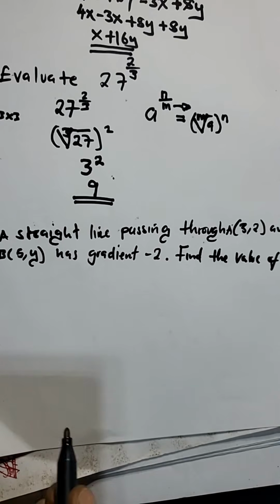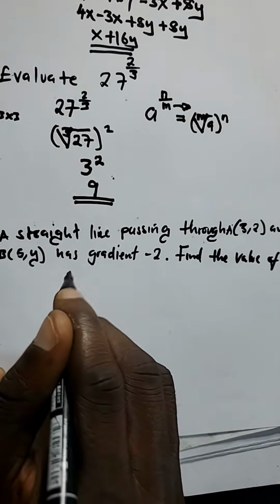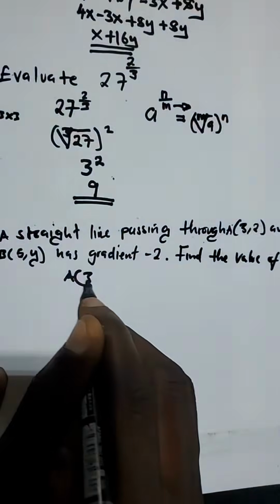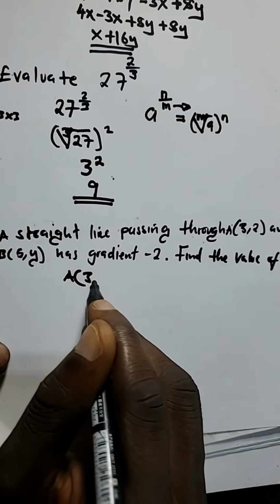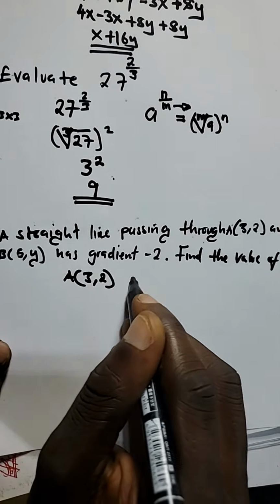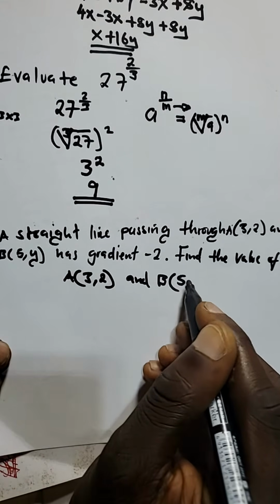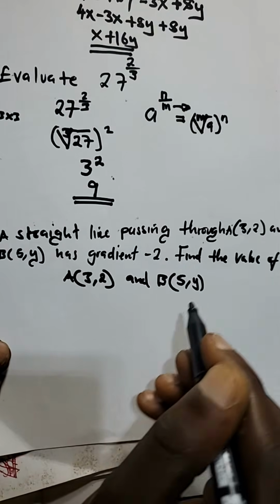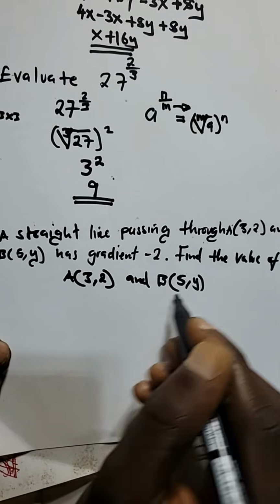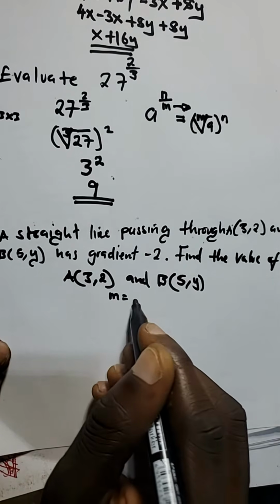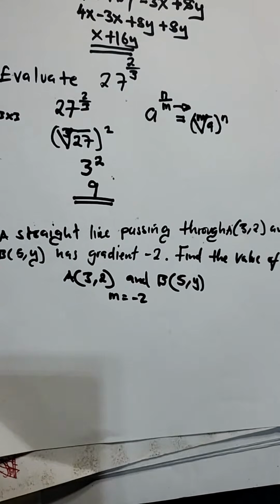This is simple. This is under coordinate geometry. We are given 2 points. Let me just write it down: point A (3, 2), and point B (5, y). We are also given the value of the gradient. Let me write m. The gradient here is -2.